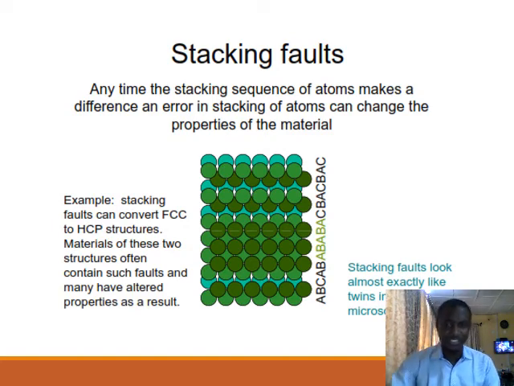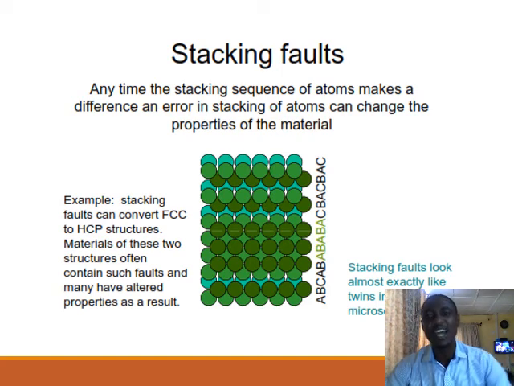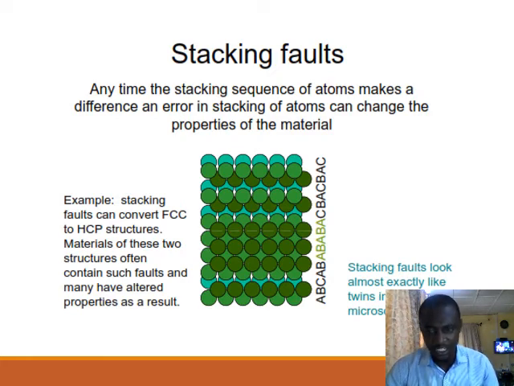if you continue to repeat these stacks, you form a unique structure with a regular arrangement that will repeat itself periodically. So anytime the stacking sequence of an atom makes a difference or there's an error in the stacking of an atom, it can change the properties of a material. So if you have an original stack defined such that you have ABC, ABC, ABC, ABC continuously, that's a unique arrangement and that gives you a unique property.